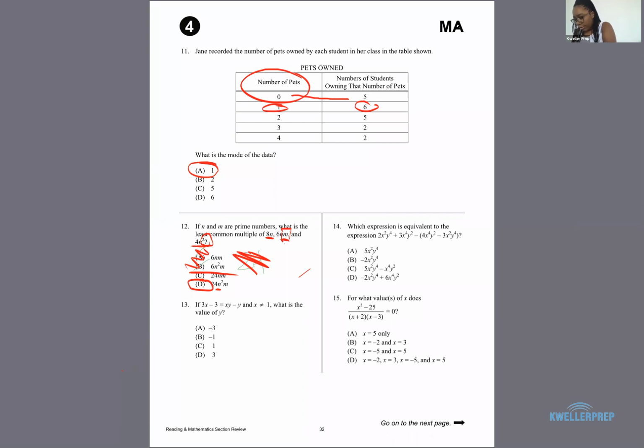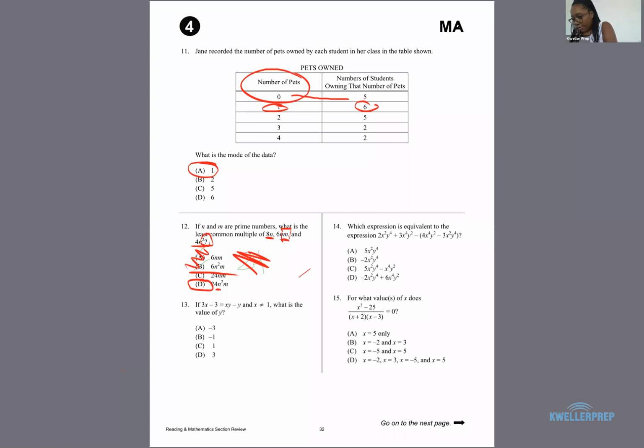You'd have to do both the least common multiple for the 8, 6, and 4, and then also for the n, the nm, and the n squared. Does this make sense? You guys, does this make sense? Yeah. All right.